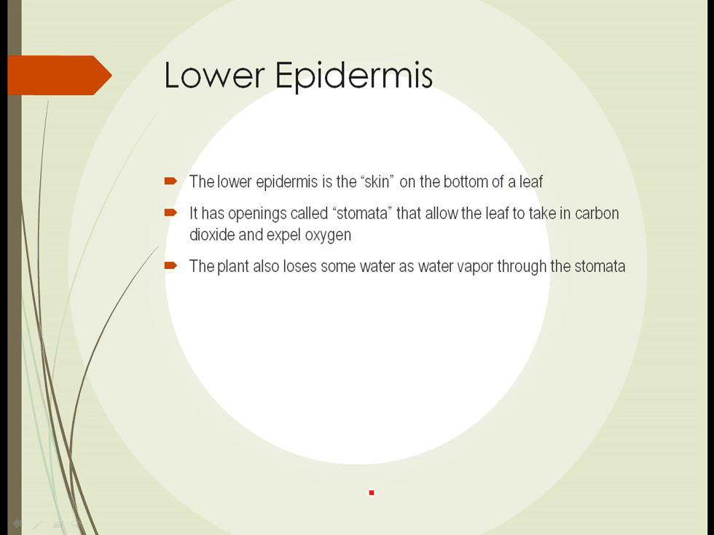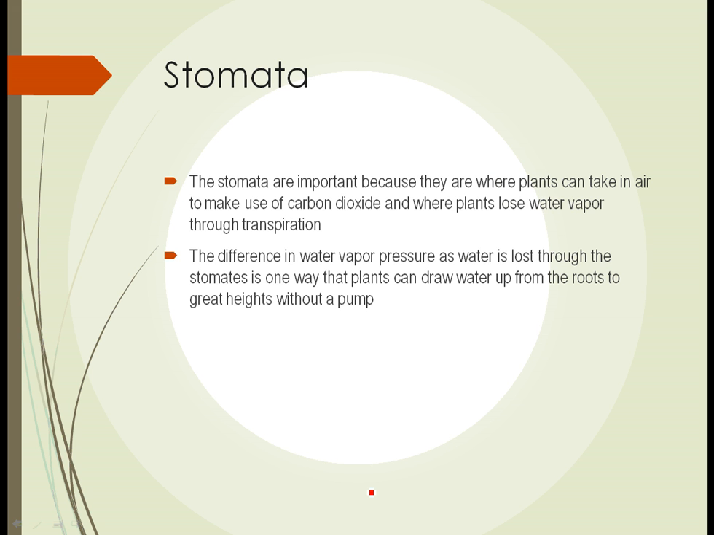The lower epidermis is the bottom skin on a leaf. This is the part of the leaf that has the openings that let the leaves take in air, carbon dioxide, and expel oxygen. The plant will also lose some water as water vapor through the stomata. The plants have the ability to open and close stomata. We'll take a look at that in a moment.